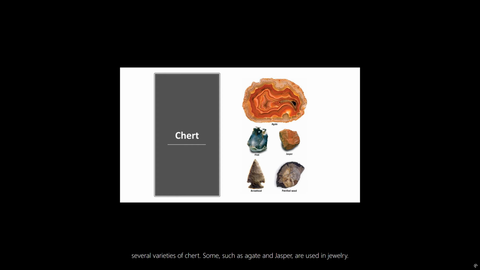This image shows several varieties of chert. Some, such as agate and jasper, are used in jewelry. Some are used for utilitarian purposes, such as flint for starting fires, and other varieties used to make arrowheads and spear points. Chert is very hard, and because it is microcrystalline, it produces a very sharp edge. Petrified wood that you see in the lower right corner is fossilized wood that has had its pore spaces filled in with silica or chert.